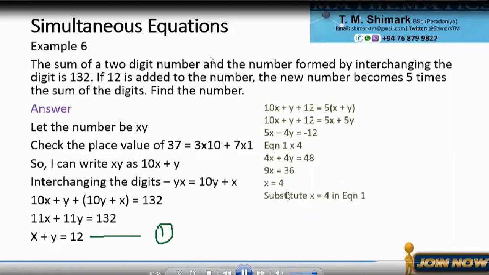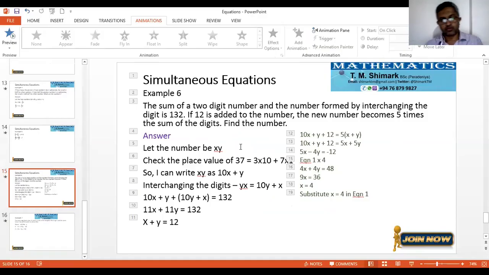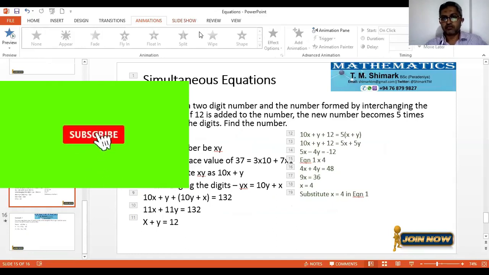From there we got x equals 4. Then we can substitute x equals 4 in this equation, x plus y equals 12. So x is 4 for us here, plus y equals 12. That will work out for us, y equals 8. So by this we will stop. We will meet in the next class.